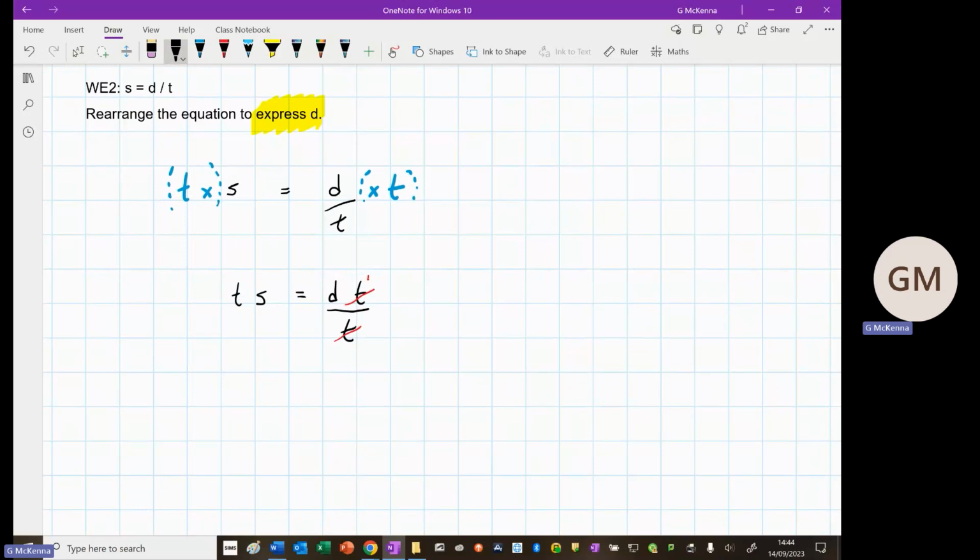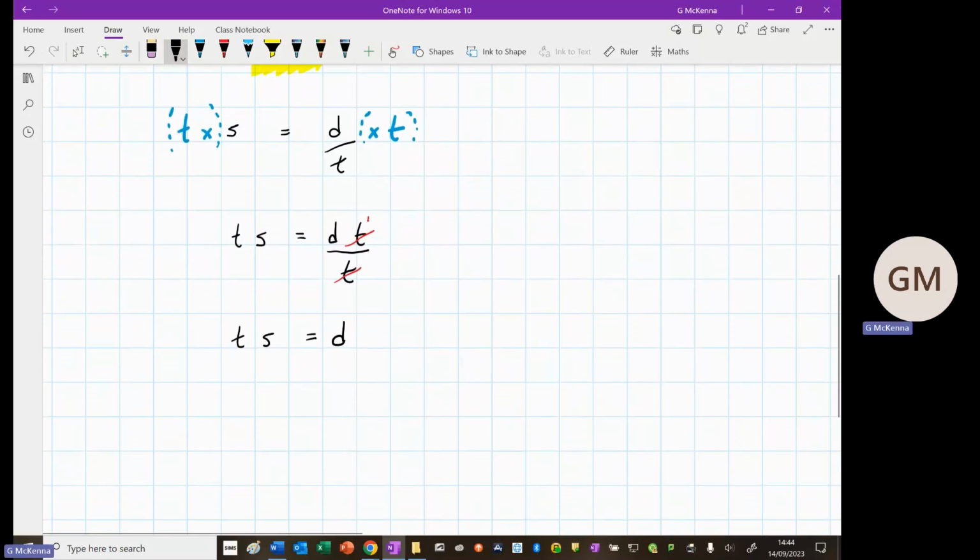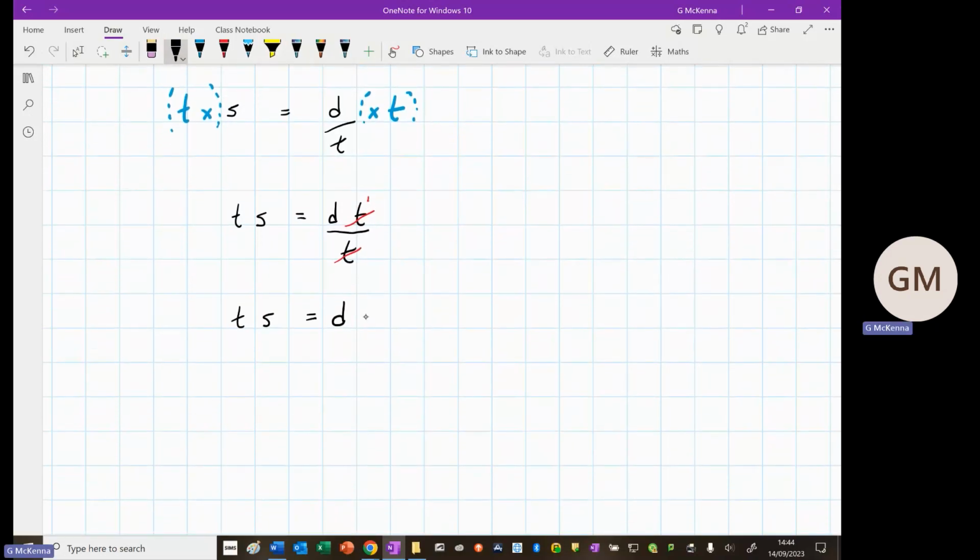If we just come down a level to tidy this up a little bit, we end up with ts is equal to d. Now, I don't really want to leave the d on its own on the right hand side. So if I rearrange the equation, we get d is equal to t multiplied by s. And that's the equation fully rearranged. You can now sub in your numbers to complete your calculation.